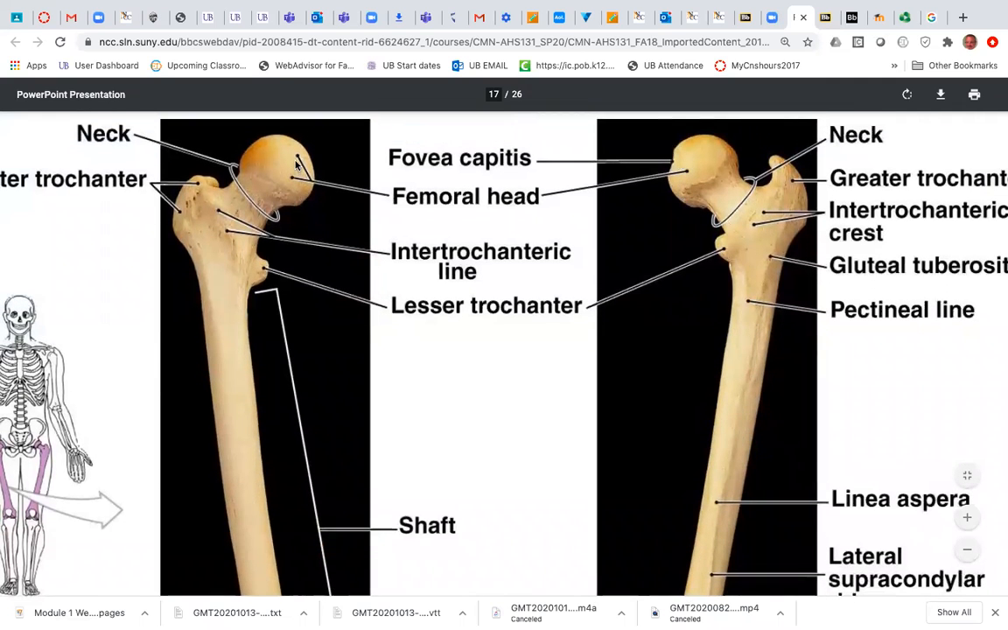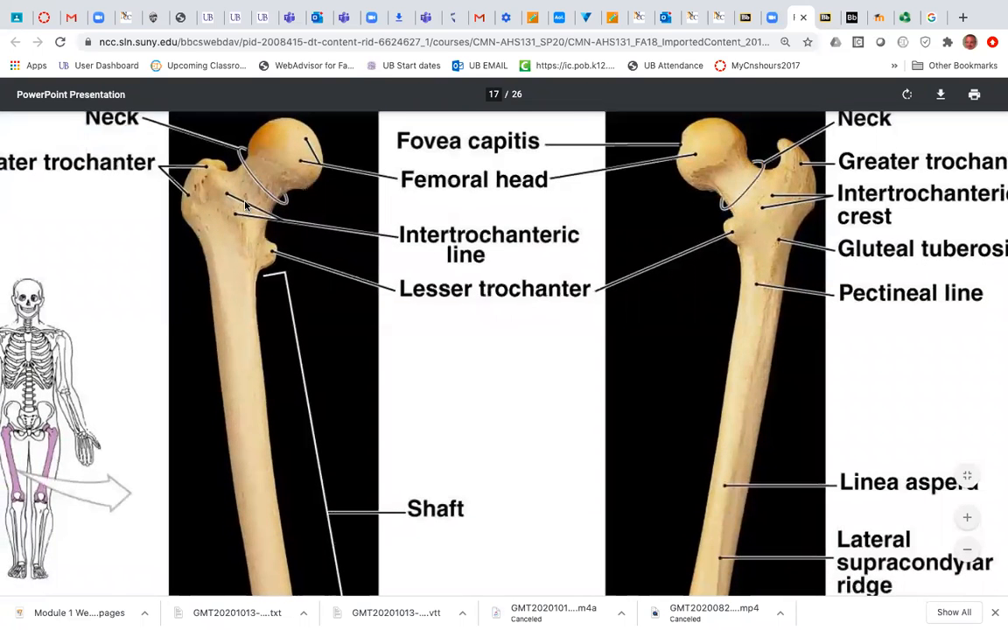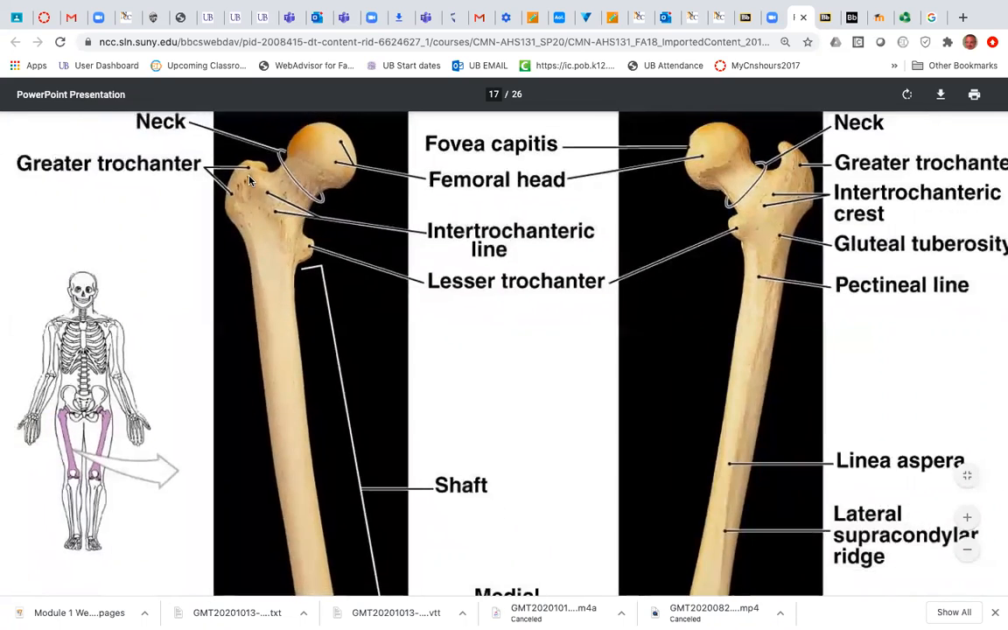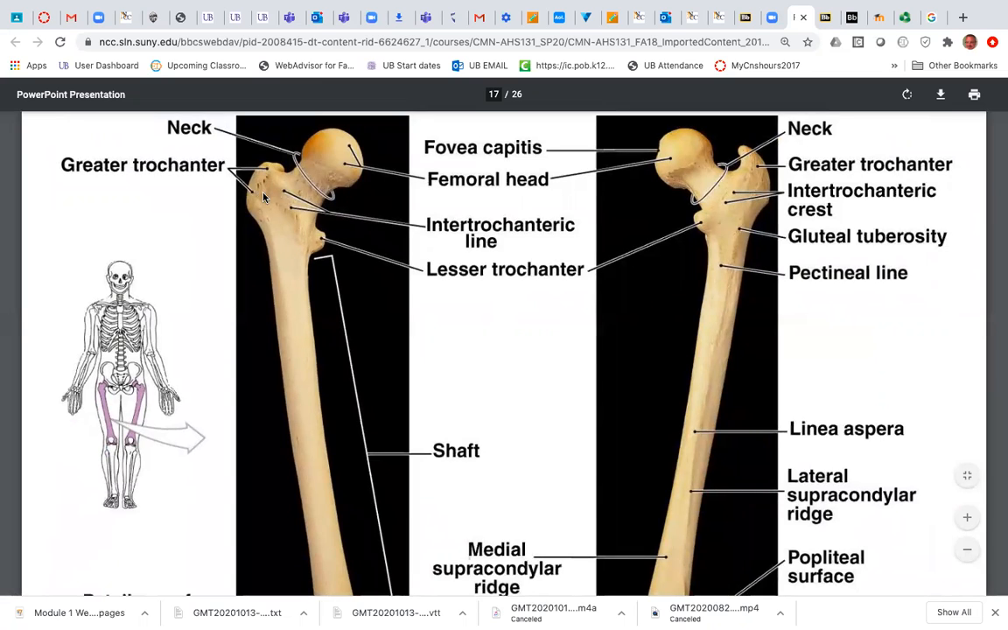As we move distally, this is the head of the femur. Now we move down into the neck of the femur. And as we move distally again, now we have these two large processes or protuberances that come off of it. The larger one is the greater trochanter, which is lateral, and the one that's more medial is the lesser trochanter.